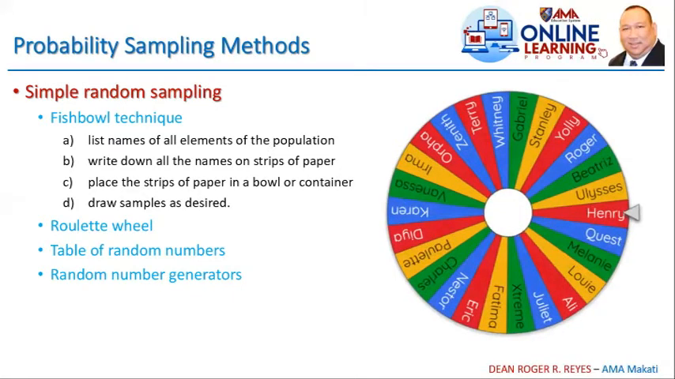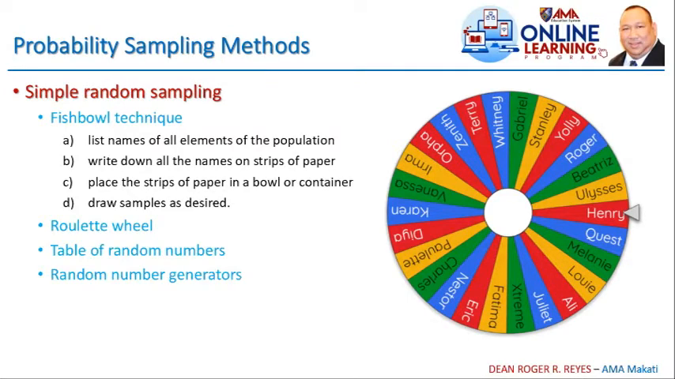Relay wheel. So, dito sa internet, merong mga application na ililista mo lahat yung pangalan. Tapos, when you press the button, iikot siya parang ruleta, and then pag tumapat yung pangalan, kasama siya sa sample.